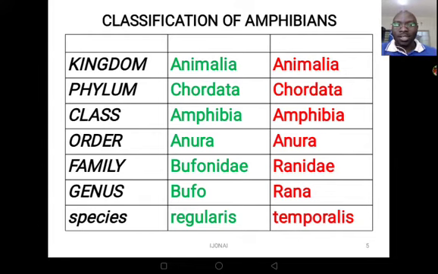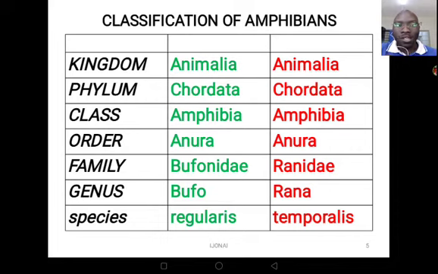So let's start with the classification of the amphibians. The green side is for the frog and the red one is for the toad. So they all belong to kingdom Animalia. They also all belong to phylum Chordata, and then class Amphibia. Of course, that's why they are called amphibians.